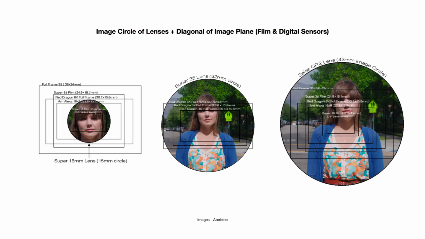First off, I want to touch on image circles of lenses and the diagonal of the image plane. Lenses are designed to project a circular image onto a sensor or film plane, and the size of the projected image circle is determined by the design of the lens. When choosing any lens for a digital cinema camera, we must make sure that the image circle of the lens is able to cover the sensor.